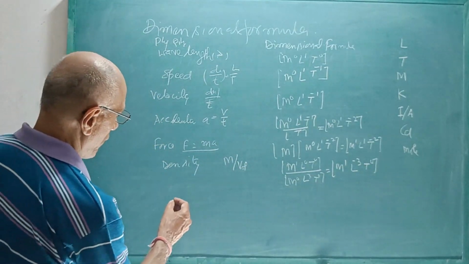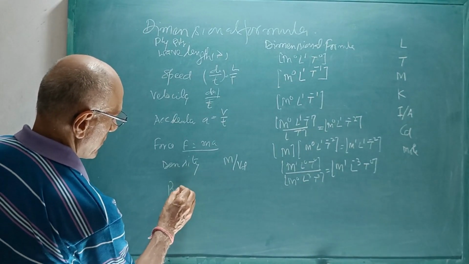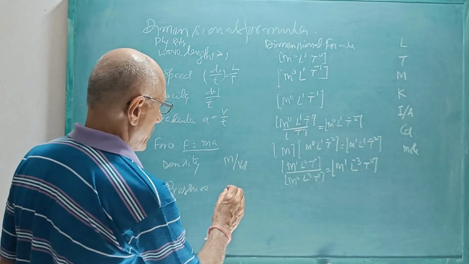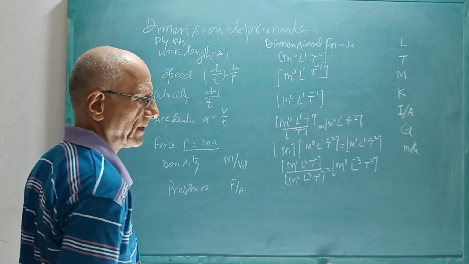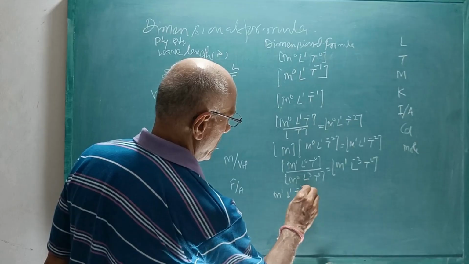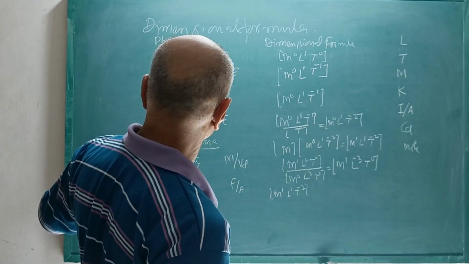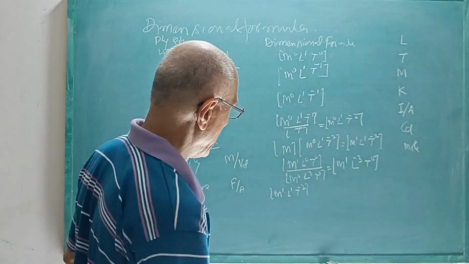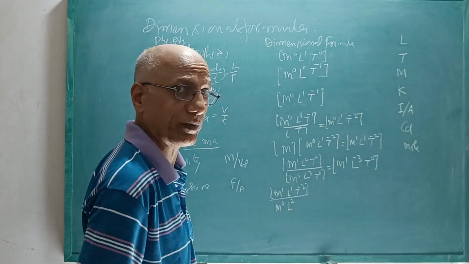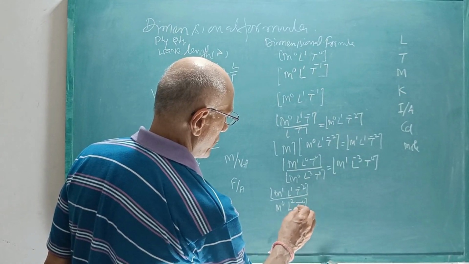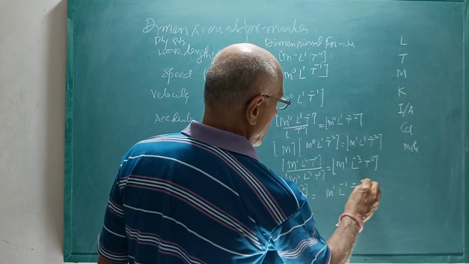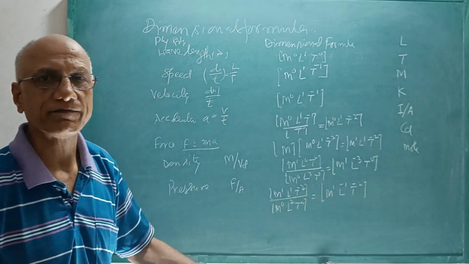Now the dimensional formula for pressure. Pressure is force upon area. That means the force is M1 L1 T minus 2, divided by the area. In this case area is M0 L2, length into breadth, that is L2, and T0. So we have M1 L minus 1 T minus 2. So this is the dimensional formula for the pressure.